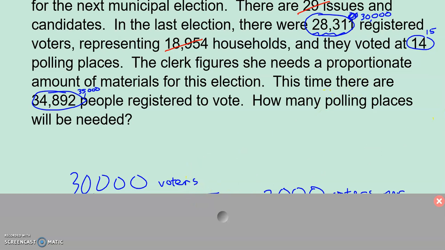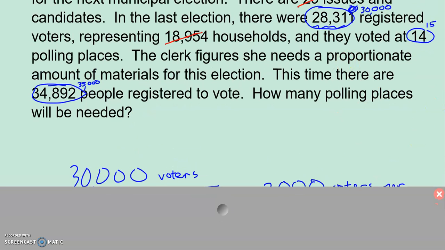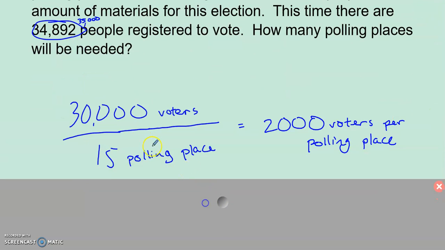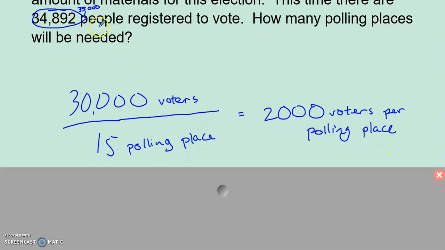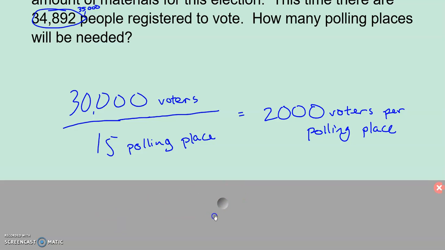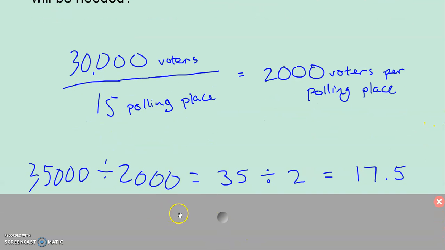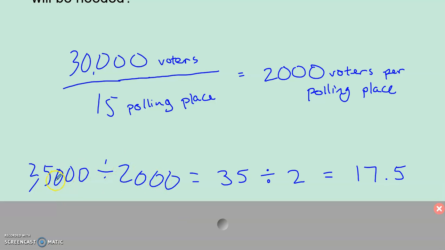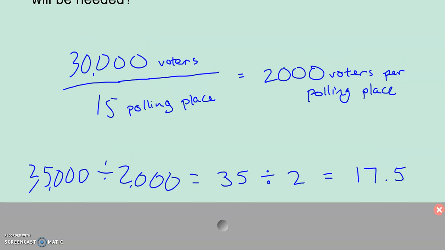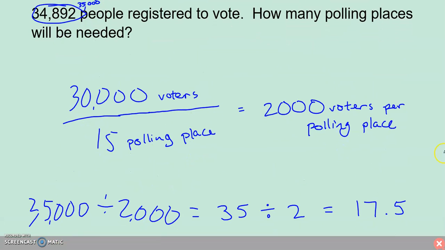Now the nice thing about using these numbers is this math you can do in your head. Last time there were about 30,000 voters and they needed 15 polling places. 30 divided by 15 is 2, so that's 2,000 voters for every polling place. Now we have about 35,000 registered voters, so all I do is divide 35,000 by 2,000, which you can do in your head because that's the same as 35 divided by 2. And 35 divided by 2 is 17 and a half. So that tells me a rough estimate of around 17 and a half polling places.